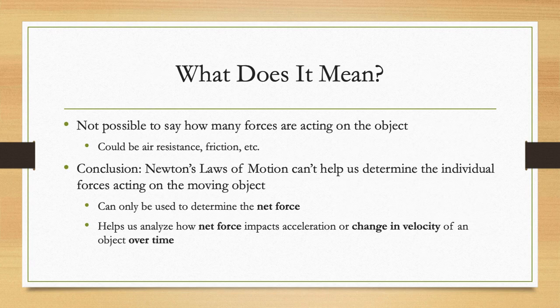So it's not really possible to say how many forces are acting on the ornament because Newton's laws of motion can only be used to determine the net force. We know that a normal force and gravity force were acting in the positive y direction and negative y direction respectively, but we don't know how many forces like air resistance and friction were acting in the x direction. However, it can be assumed that these forces were quite negligible because the ornament had constant velocity.